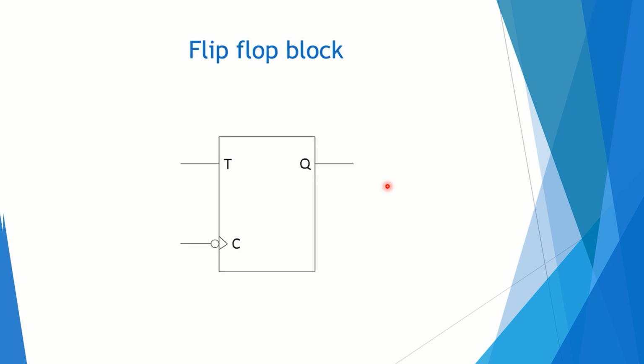And this is a flip-flop block. This is the T input and this is the clock. Here the negative edge is shown by a bubble, because it is active low, and this triangle means that it is edge triggered. This is the clock signal, and this is the output signal Q.